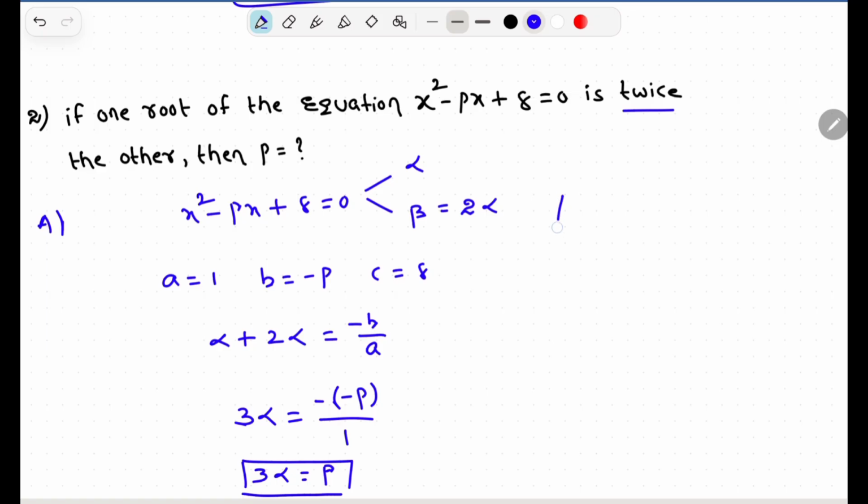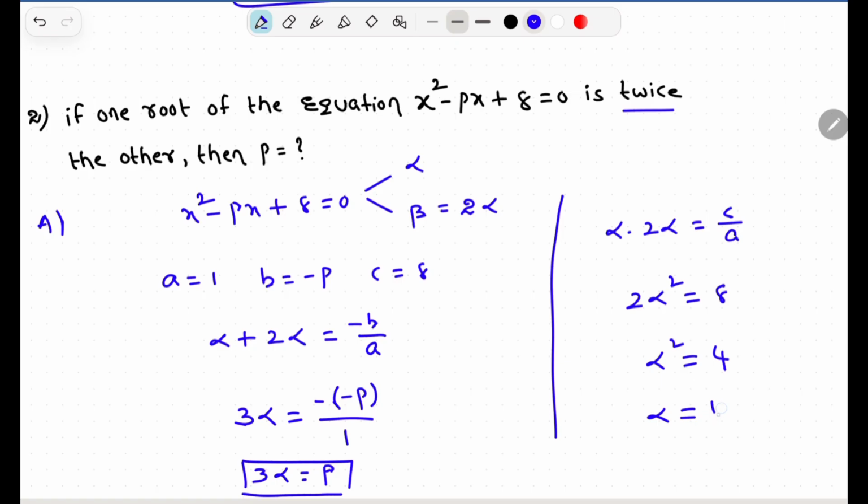Now, we have the product of roots, alpha into 2 alpha. Product of roots will be c by a, that is the formula. So 2 alpha power 2 equals, what is the c value there? 8 by 1, that is 8. So alpha square will be 4. 2 1s are 2, 2 4s are 8. Therefore alpha will be plus or minus 2.